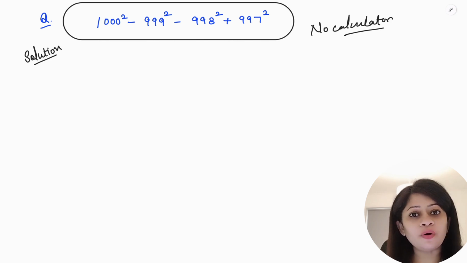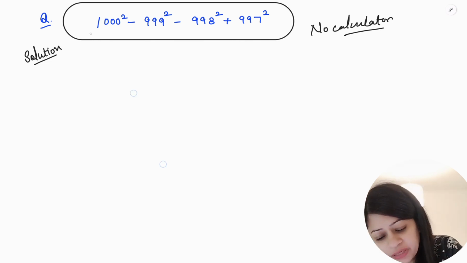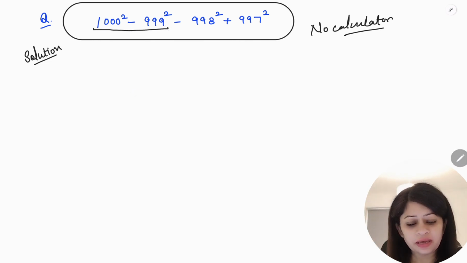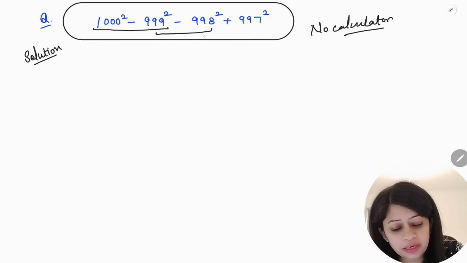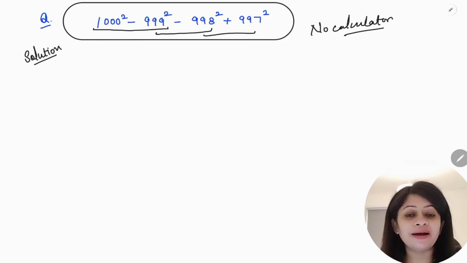We always start with observing the question. If you observe it, the difference between 1000 and 999 is 1, right? Here as well the difference is 1, here as well the difference is 1, right? But we need to do something so that we can take advantage of this difference, right?